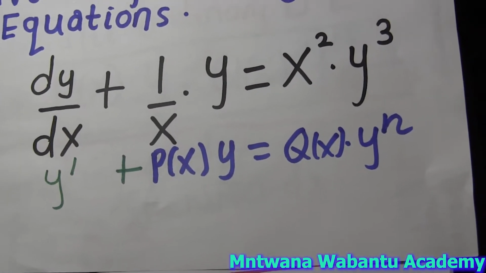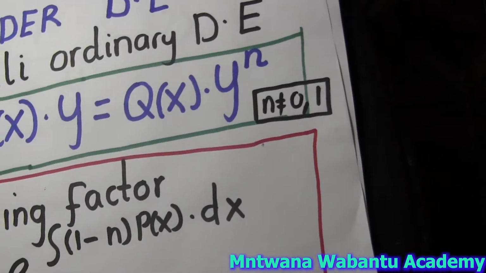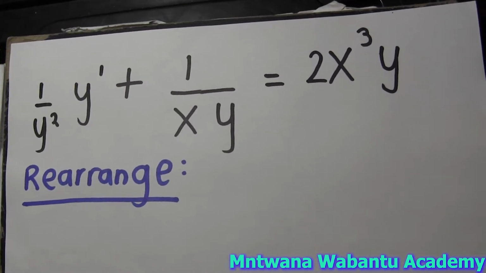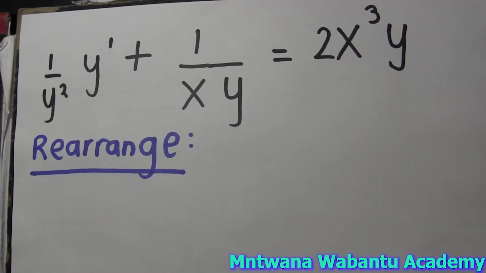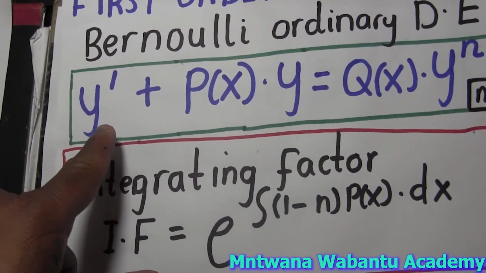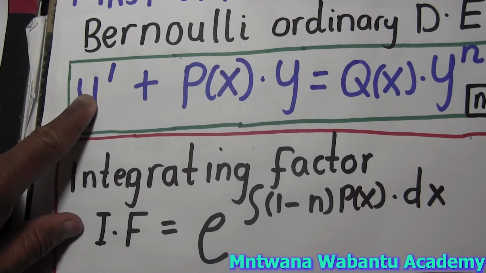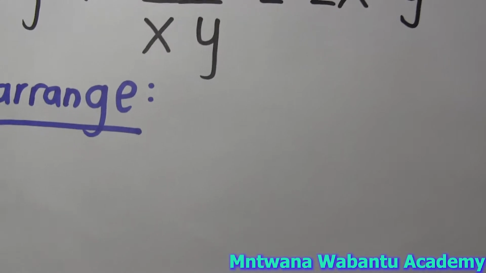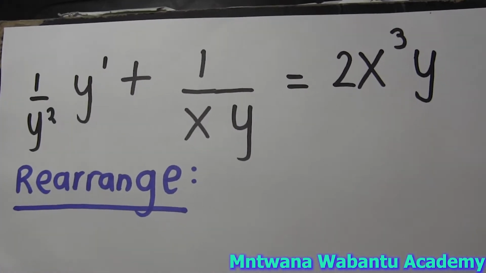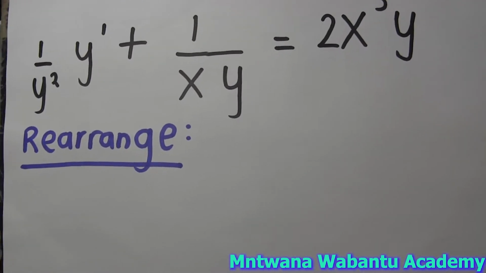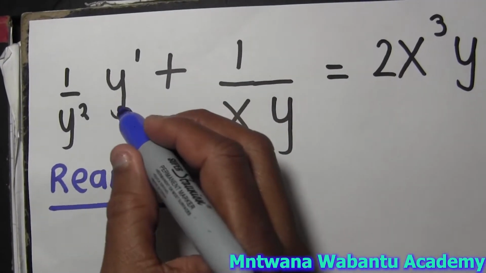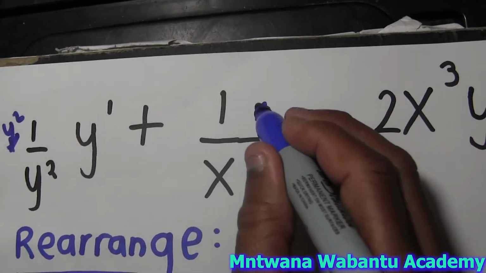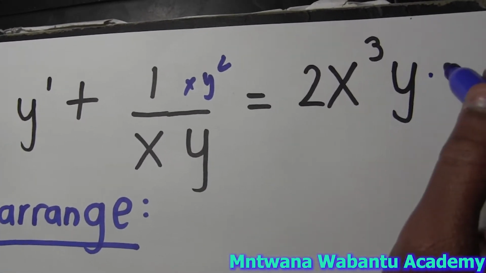Before I go further, sometimes they might give something like this, which is not in the right form. In a Bernoulli equation, you don't need anything in front of y prime, which means dy/dx. So what I'm going to do is multiply by y squared to rearrange it so it's in Bernoulli form. Multiply this by y squared, this by y squared, and this by y squared.